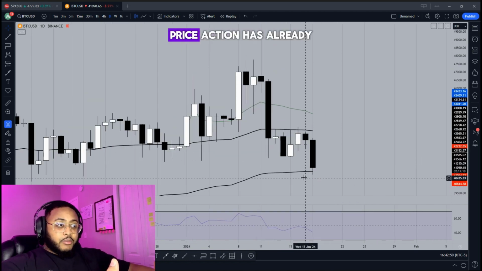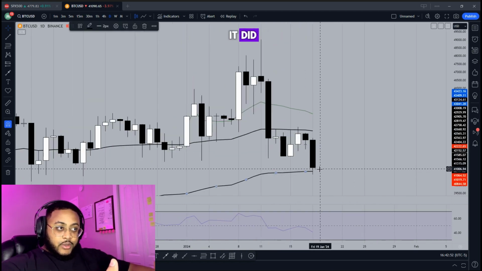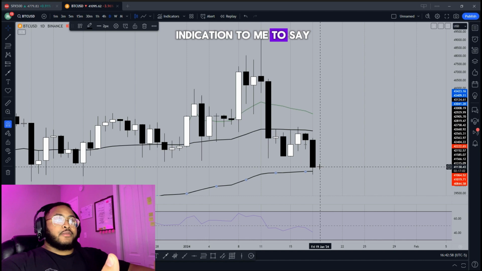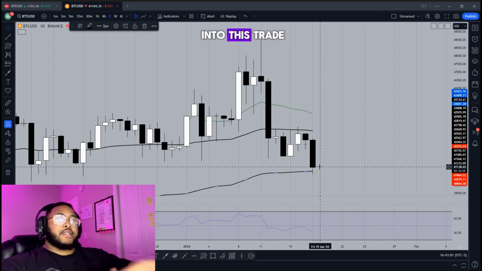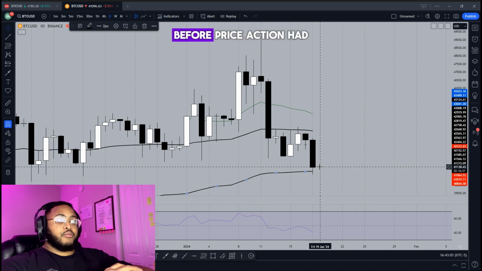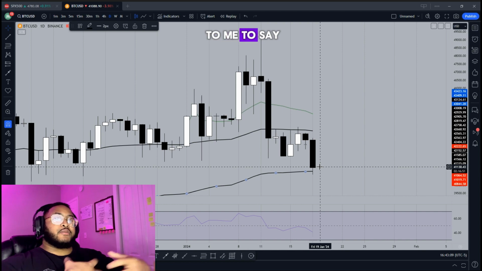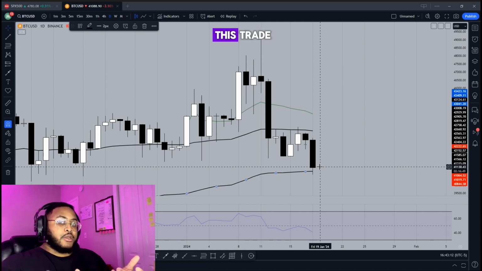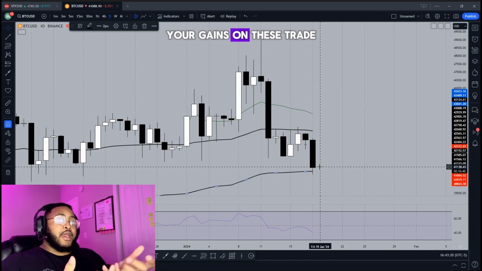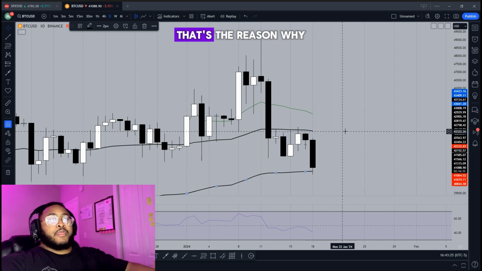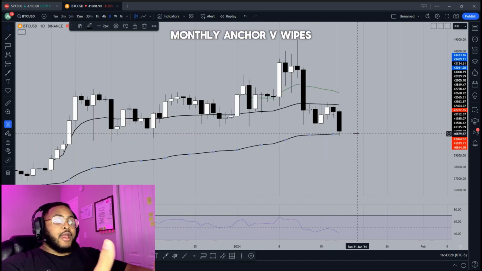If you look closely, price action has already touched November's anchor VWAP, and you see what it did. It pretty much hit it, and now it's wicking from it. So that's a clear indication to me to say, if I didn't get into this trade before price action had hit this anchor VWAP, do you really think you should be in this trade? Do you really think that you should be risking money on this trade? Do you really want to start giving back your gains on these trades? So it's more of a range for me. That's the reason why I mostly use monthly anchor VWAPs.